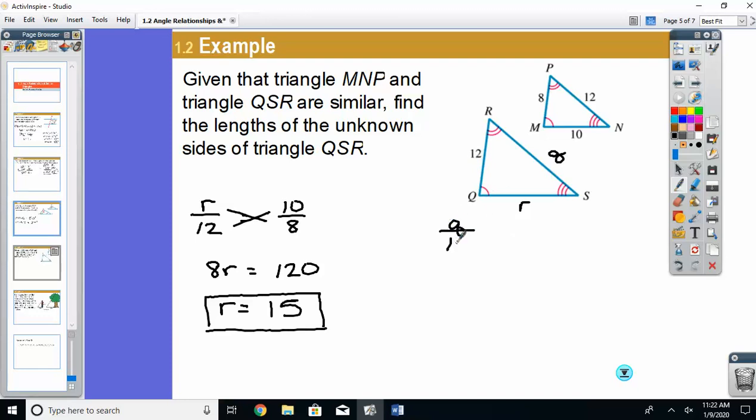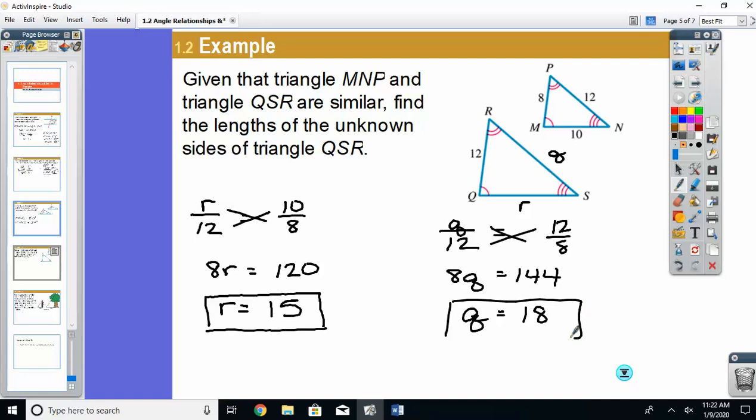I prefer to use numbers given in the problem if at all possible. So I'm going to say Q over 12 equals, what would my other one be? Over 8. Cross multiply. So 8Q equals 144. Divide, and you get 18. Is that okay?